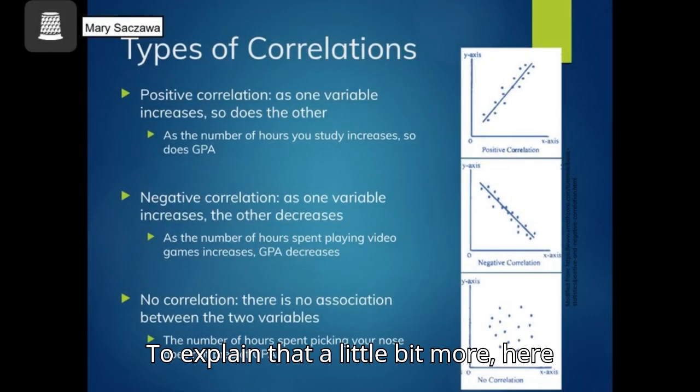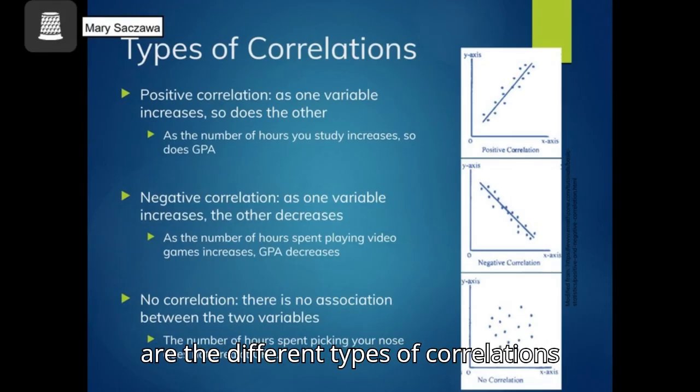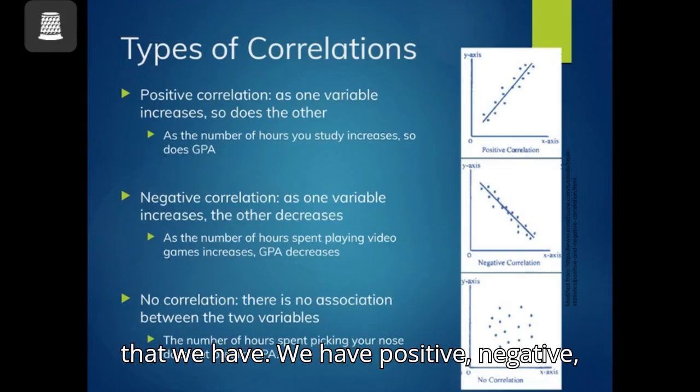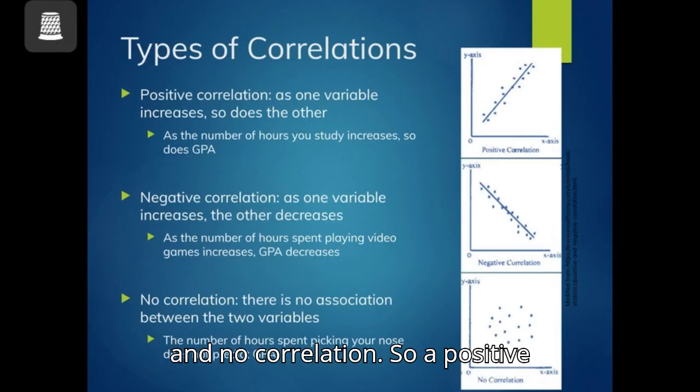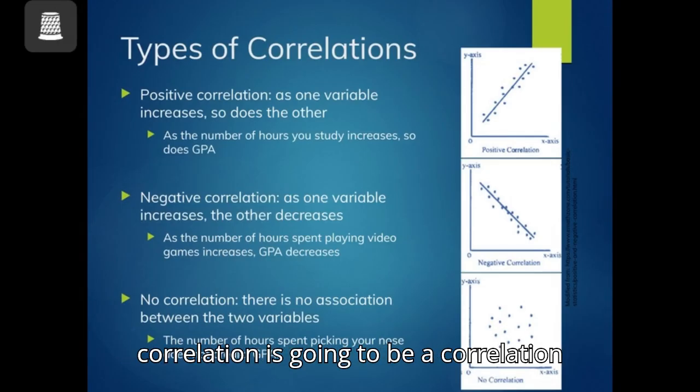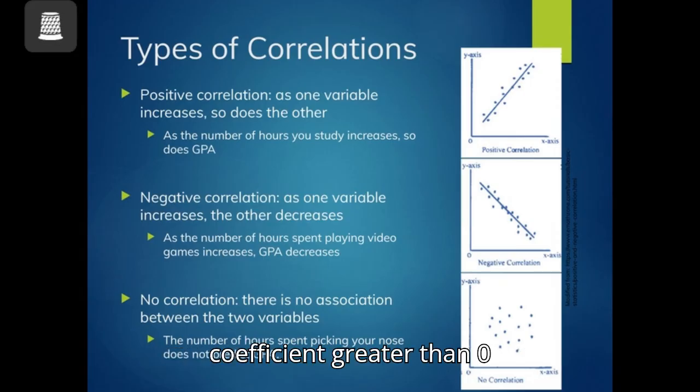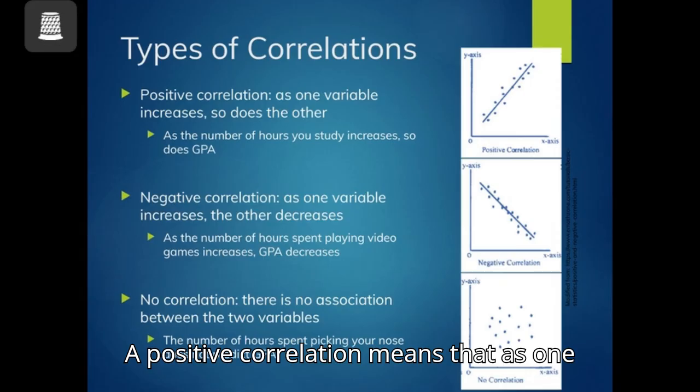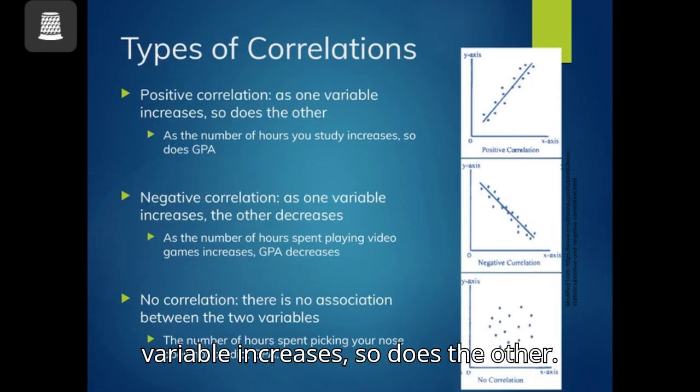To explain that a little bit more, here are the different types of correlations that we have. We have positive, negative, and no correlation. A positive correlation is going to be a correlation coefficient greater than 0, and usually closer to 1. A positive correlation means that as one variable increases, so does the other.